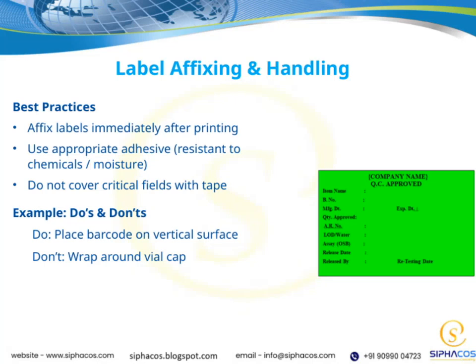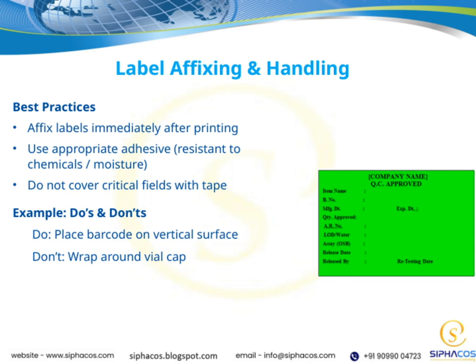Let's talk about label affixing and handling best practices. First, it's important to affix your labels immediately after printing. This helps prevent any mix-ups or lost information. Next, always use the appropriate adhesive, something resistant to chemicals and moisture. This ensures the label stays put, even in challenging environments. Remember, do not cover critical fields with tape. Covering important information can lead to errors or misidentification.